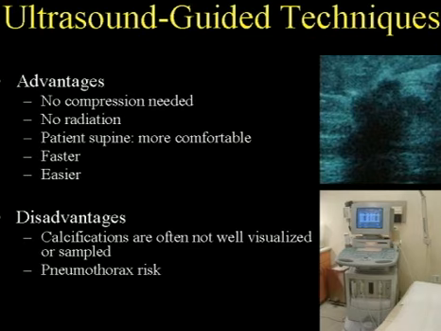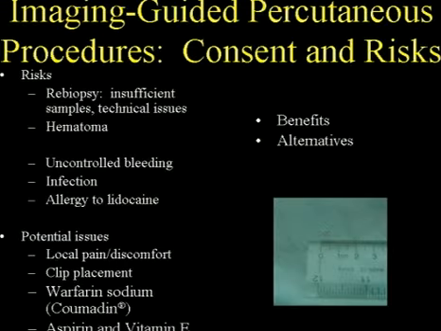But in general, if I see a lesion under ultrasound, I usually try to biopsy it by ultrasound because of these reasons. The disadvantages with ultrasound-guided biopsies are that calcifications are often not well visualized or sampled. So often, never, do I use ultrasound for calcifications. Mammography is better for that type of lesion. Also, there is a pneumothorax risk with ultrasound that is not present with mammography-guided techniques. So these are the major disadvantages.